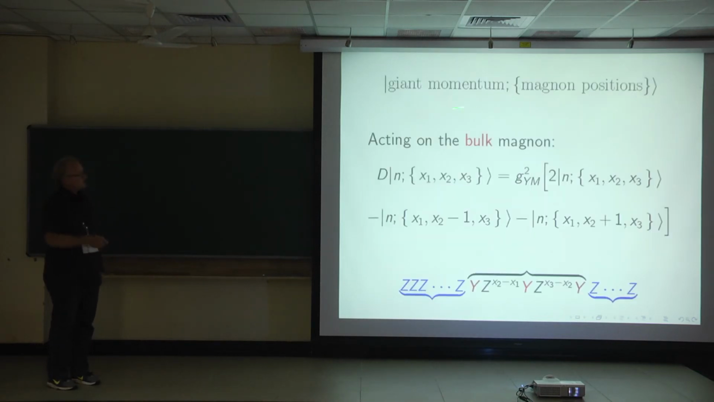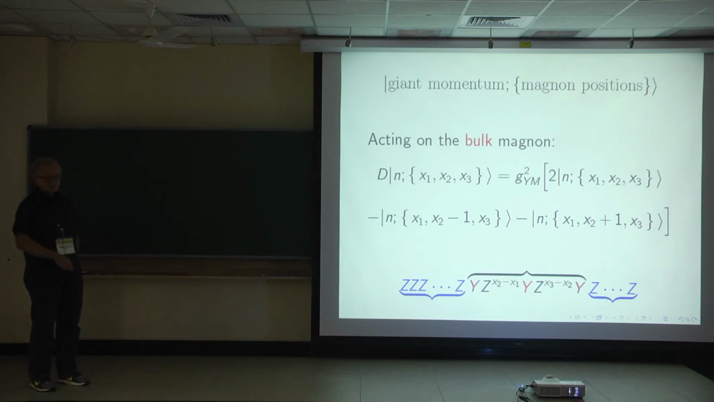Now I'm looking at the labeling where I indicate my giant momentum and my Magnon positions, the positions of these Y's. I simply want to evaluate the action of my dilatation operator on this state. This first result is just meant to orient you. If you look at the operator here, the blue Z's are part of the giant graviton. What sits under this black brace is the open string word W. When I'm talking about a bulk Magnon, I'm talking about a Y field sitting in the middle. The boundary Magnons are what sit on the outsides.